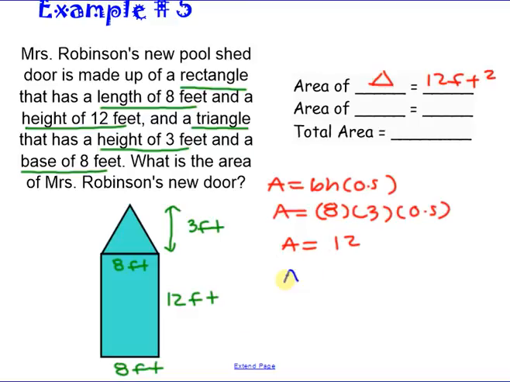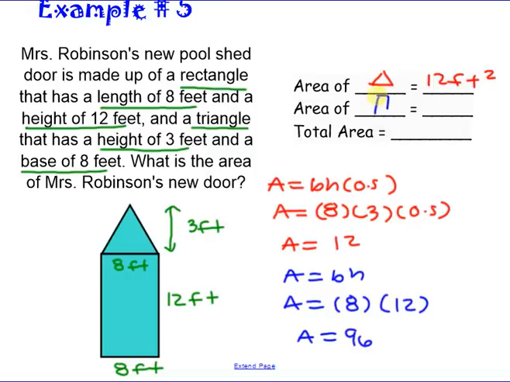Next, I'm going to find the area of the rectangle, which is area equals base times height. The base of the rectangle is 8, and the height of the rectangle is 12. And when you do 12 times 8, you're going to get 96. And that's the rectangle, and that's 96 feet squared. And when you do 96 and you add the 12 to it, you're going to get 108 feet to the second power. And that's going to be the total area of the door.